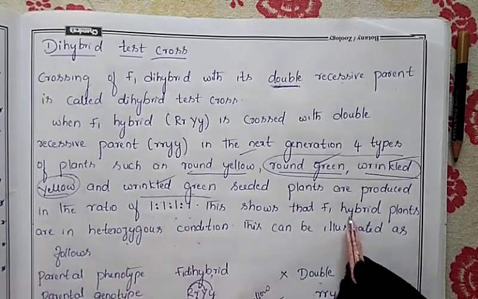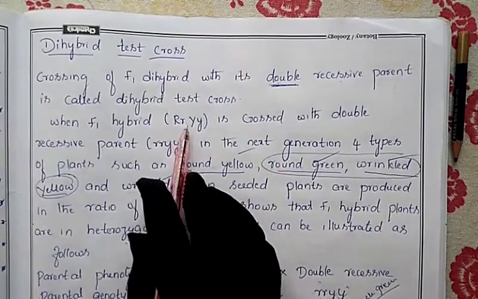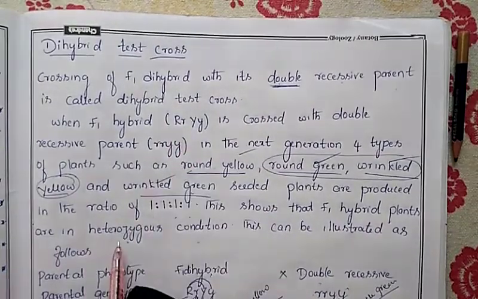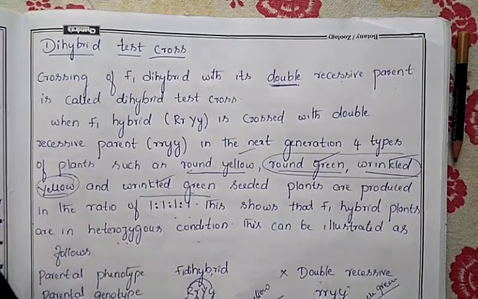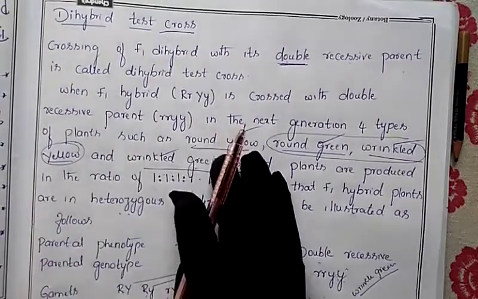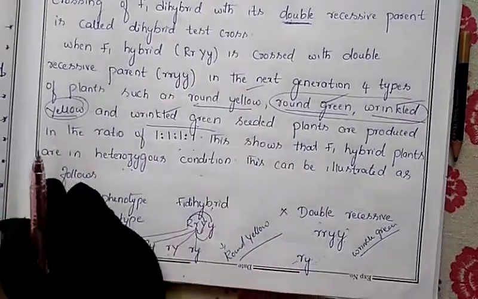So that's what we will get here: the F1 hybrid. Which is the F1 hybrid? This is the F1 hybrid, which is in a heterozygous condition. So they have given the illustration for that. This is the explanation.